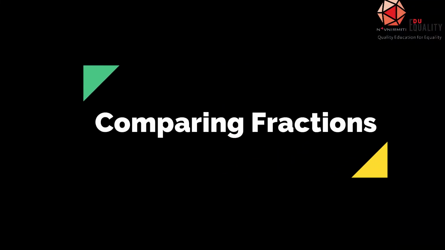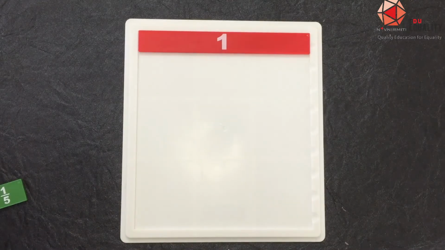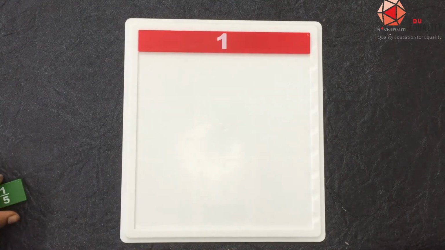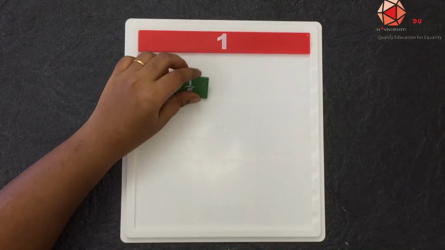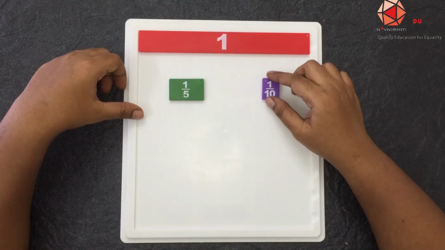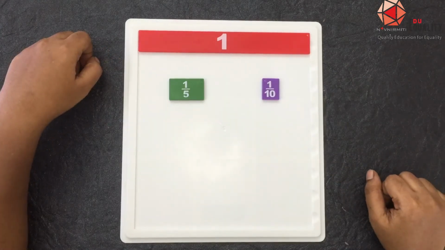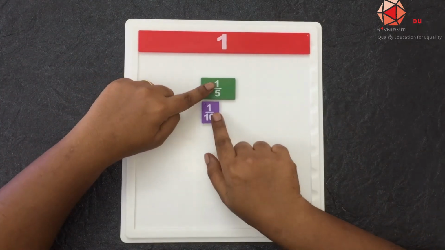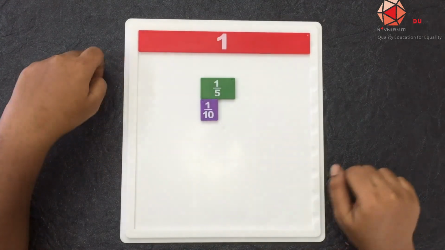Comparing fractions. Comparing fractions can become easier now. Which part do you think is greater, 1/5 or 1/10? Let's simply compare them. You could clearly see that 1/5 is greater than 1/10.